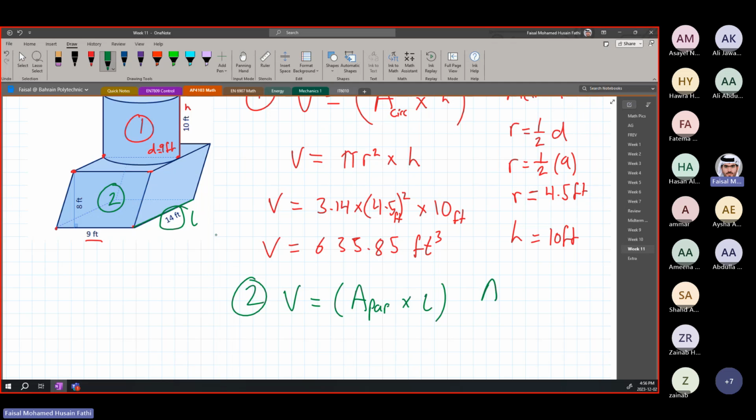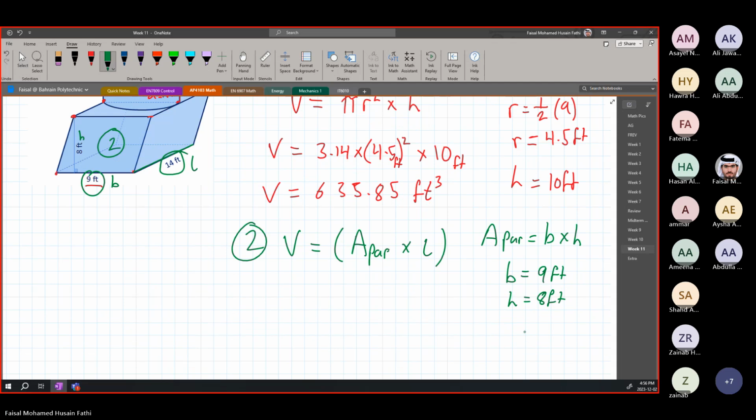Now, what is the area of a parallelogram? It's equal to base times height. What is the base? Base is equal to 9 feet. This is our base, B. And this 8 feet is our height, H. So the base is 9 feet, and the height is equal to 8 feet. The length L we know is equal to 14 feet.